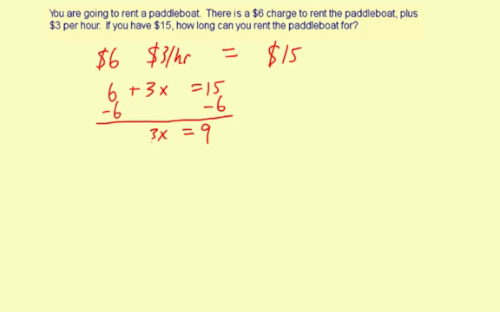So if I want to know what x is, I have to divide both sides by 3. So the 3's cancel. 3 times x divided by 3, we have x equals 9 divided by 3, which is 3. So that means 3 hours. Okay, so that's an equation method. Now let me show you a separate method using blocks.